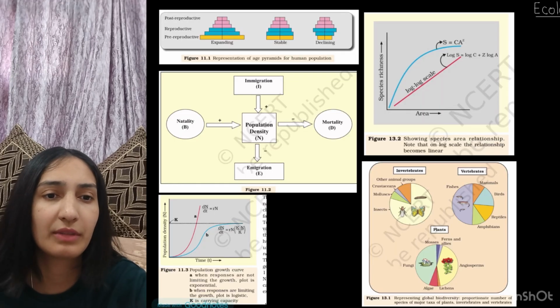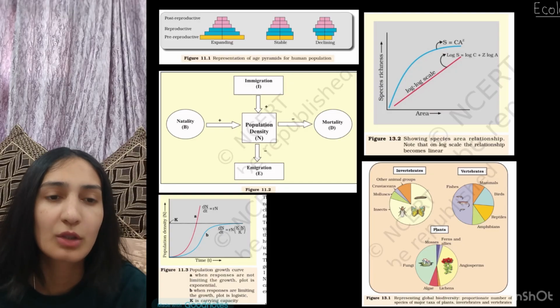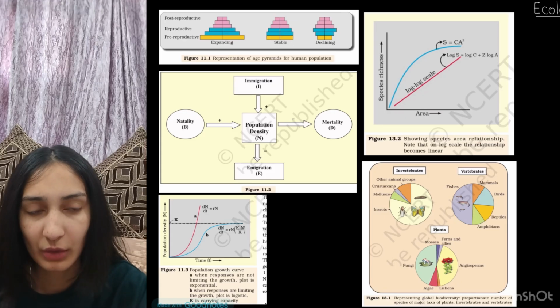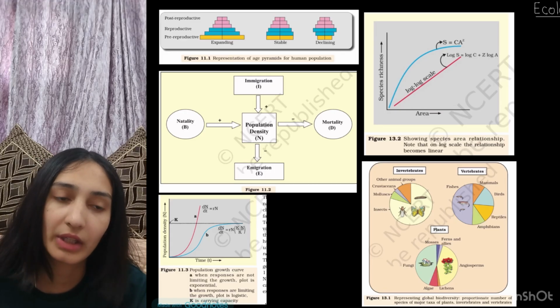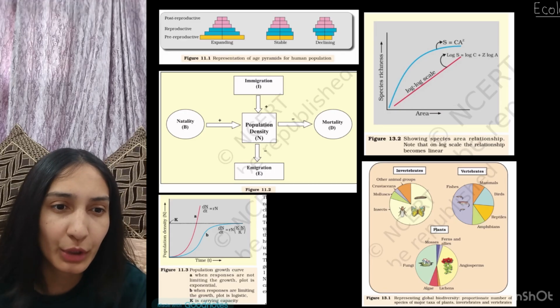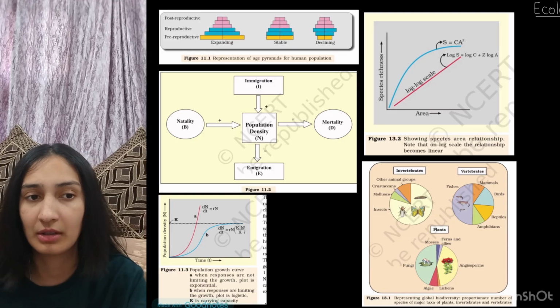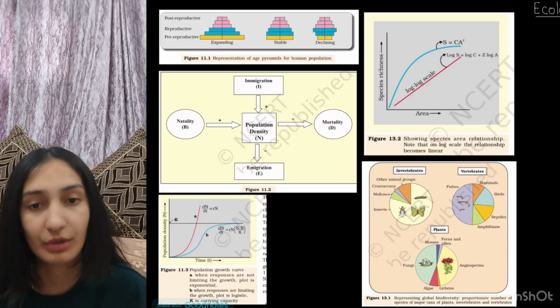Next from the ecology chapter we have figure 11.1, which shows the representation of age pyramids for human population. So we have 3 of them. First is post-reproductive, reproductive, and pre-reproductive. So you can see how in expanding, stable, and declining populations they are going to look. Then figure 11.2 shows your population density, how immigration affects it, how mortality affects it, how natality affects it, and how emigration affects it. You need to learn their definitions and whether they are adding or subtracting.